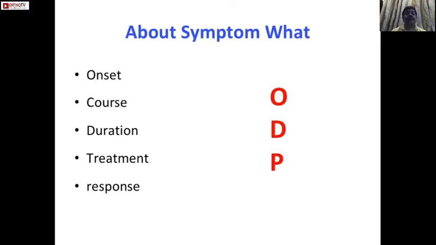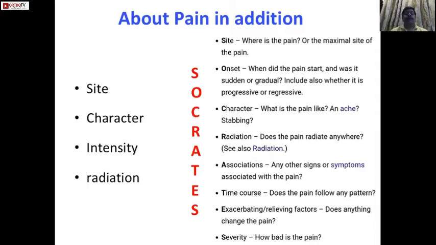So what do we need to describe about each symptom? We need to describe the onset, the course, the duration, any treatment taken or given, and what has been the response. So the broad outline for each symptom would be on these grounds. But in pain, there would be certain additional things. We are more interested in understanding the exact site, the character, the intensity, and radiation.